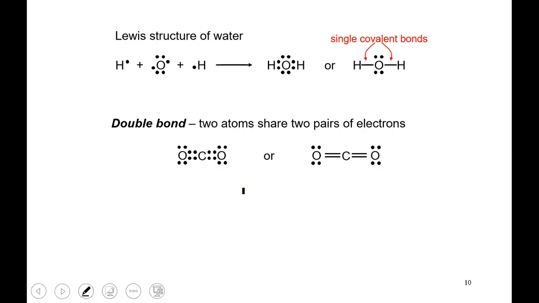Once more, let's see if the octet rule works. Oxygen on the left, including the 4 electrons it's sharing, now has 8 electrons. Oxygen on the right also has 8 electrons. What about the carbon? Well, all of the electrons around the carbon in this model are actually shared, but there's 8 of them. Now, because the bonds here are 2 pairs of electrons each, we call them therefore a double covalent bond.